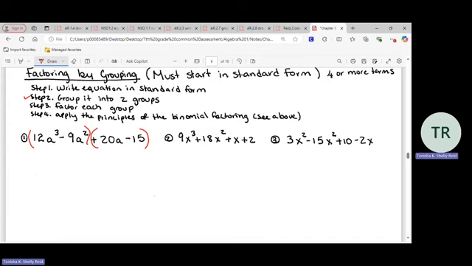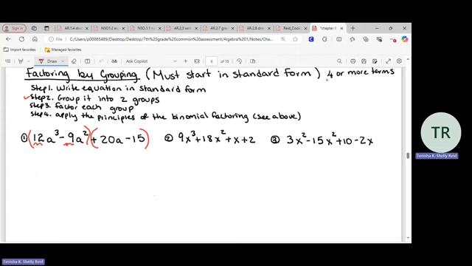Now I have 2 groups. So then I'm going to factor each group, each binomial group. So we have 12a^3 minus 9a^2. Between 12 and 9, and this uses a lot of our multiplication skills.